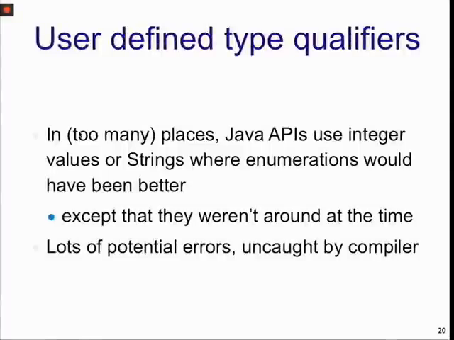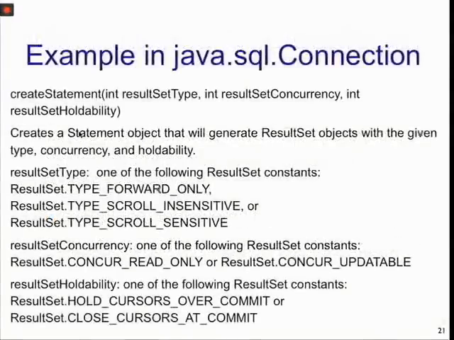The other thing that comes up a lot is, particularly if you look at APIs that were created before Java 5, a lot of people used either integer values or strings where an enumeration would have been better. Right? And this creates an opportunity for lots of potential errors that are uncaught by the compiler. So for example, here is java.sql.Connection. There's a method called createStatement, which takes a result set type, a result set concurrency, and a result set holdability. And all three of these parameters are declared to be of type int.